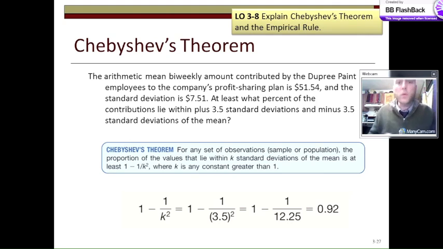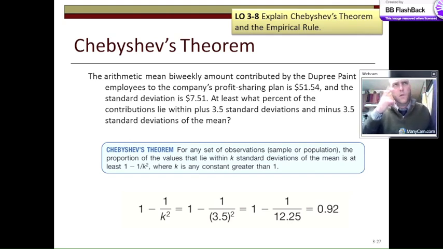The way we would say for this problem is that given this theorem, this information, at least 92% of our observations lie within 3.5 standard deviations from the mean. At least 92% of contributions lie between $26 and $77. It could be 100%. It could be all of them, but it's no less than 92.